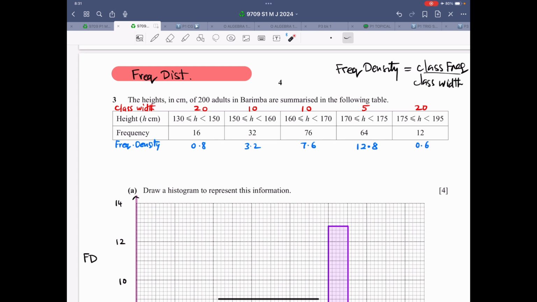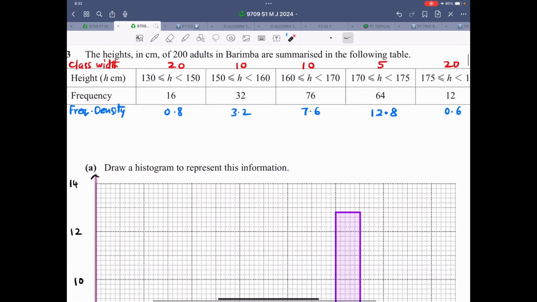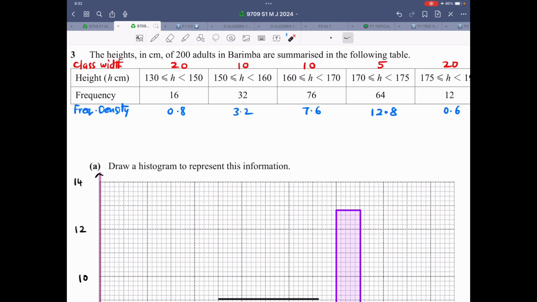So now 16 over 20, 0.8, 32 over 10, 3.2, 76 over 10, 7.6, 64 over 5, 12.8, and this is 12 over 20, that's 0.6. That means the maximum value is 12.8. It goes on the vertical axis, and this goes on the horizontal axis. So before I get started, I'll count the squares. So this is 1, and this is 2 big squares, 3, 4, 5, 6, 7, 8, 9, 10, 11, 12, 13, 14, 15. So it's starting from 1 to 30.